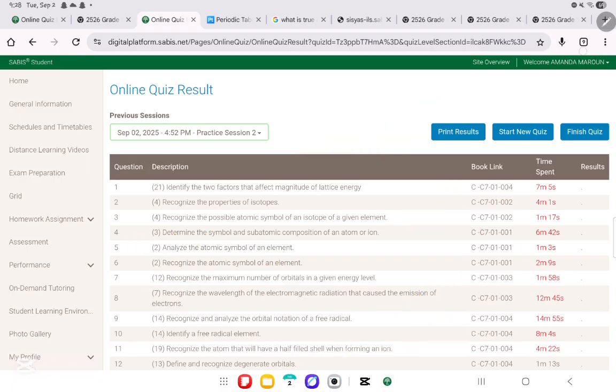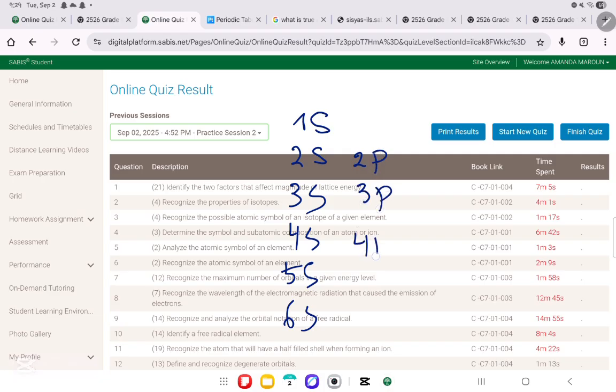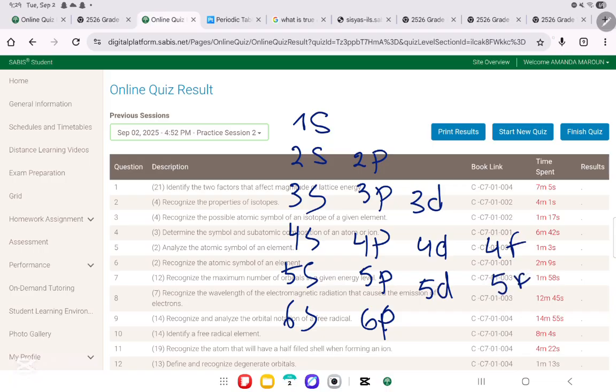Regarding the SPDF method, there are 2 ways you need to know. The first method is like this. First you write 1s, 2s, 3s, 4s, 5s, and 6s. Let's stop at 6s. Then 2p, 3p, 4p, 5p, 6p, right? Then we move on to the next one: 3d, 4d, 5d. We stop at 5d. And then 4f, 5f. Here's where we stop, right?